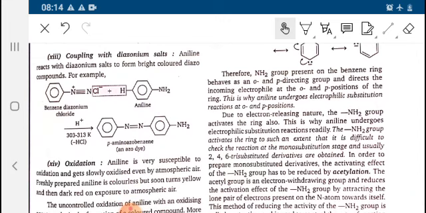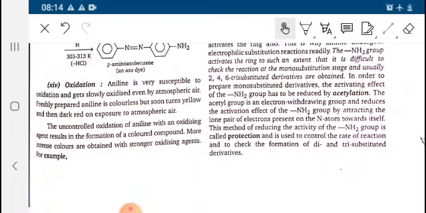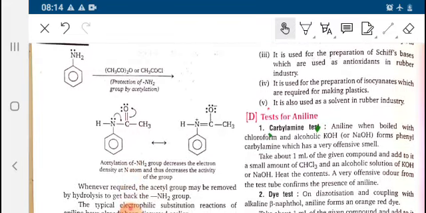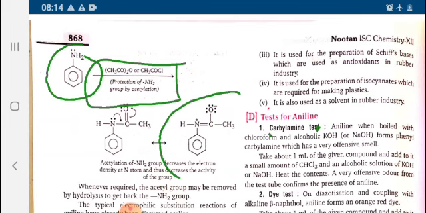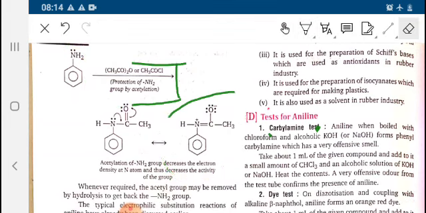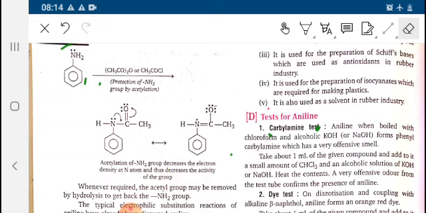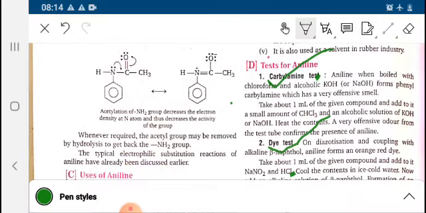Benzene diazonium reacts with aniline to give para-amino azobenzene. The oxidation process takes place in various conditions, so we need to understand what the conditions are. Here aniline is being protected by CH3COCl, and here it determines the formation of a monosubstituted product. It acts as a protecting group. Tests for aniline include the carbylamine test and the dye test.